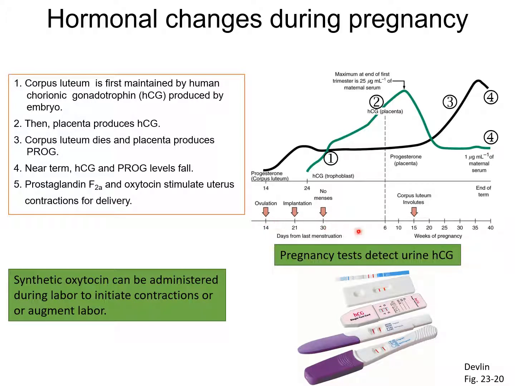Some of the stuff here could show up, it'd be kind of low yield, but know that week 15 is around the time the corpus luteum involutes. Yeah, that's about all I got. And then the pregnancy test, this HCG level here.